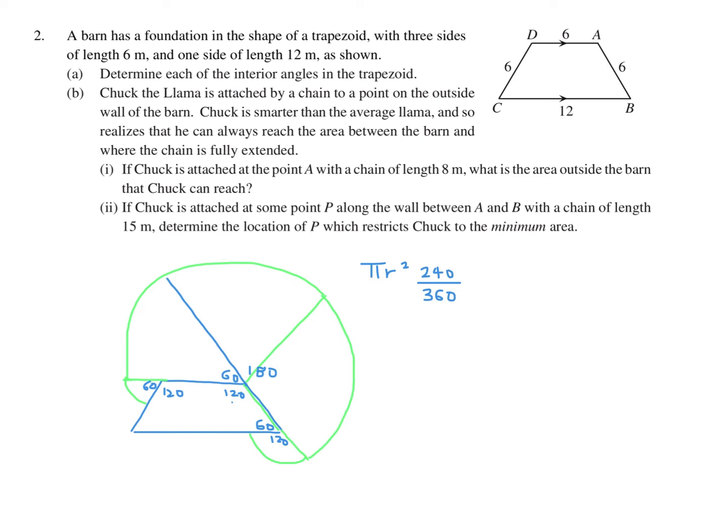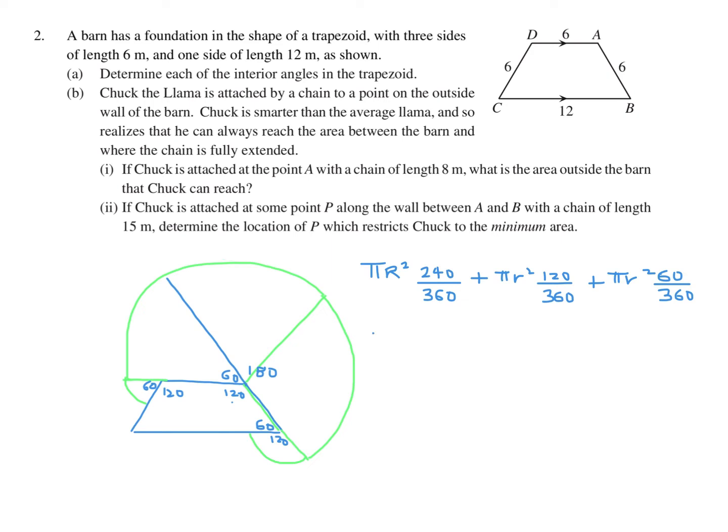Then this little guy in here, that's also pi, but it's a different r. So we'll call this big R. So this is small r squared, and it's 120 over 360. And then this small area is also pi r squared, but this time 60 over 360. And I think that should be it. That should be enough to calculate this.